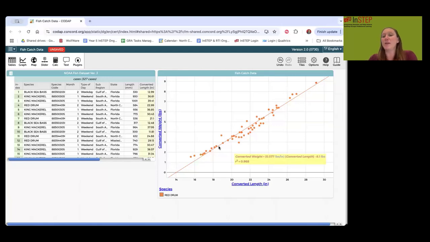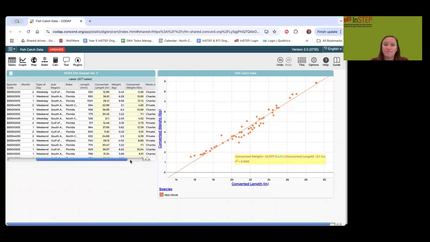And so what we can do is we can think about the residual, which is the vertical distance from our observed value to the line, thinking about how far off from what was actually observed for the weight our line is predicting the weight to be. So we are going to subtract the observed weight for our red drumfish minus the line predicted weight for our red drumfish and look at those residuals and see if there's a pattern to them. Are we always over predicting or under predicting? And we can actually have CODAP do that for us.